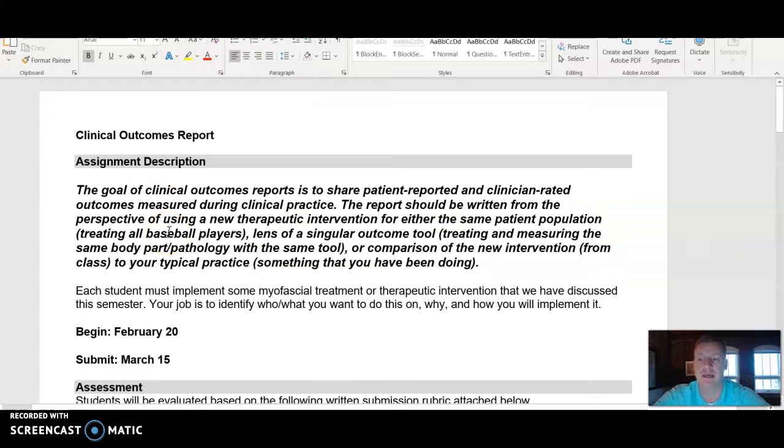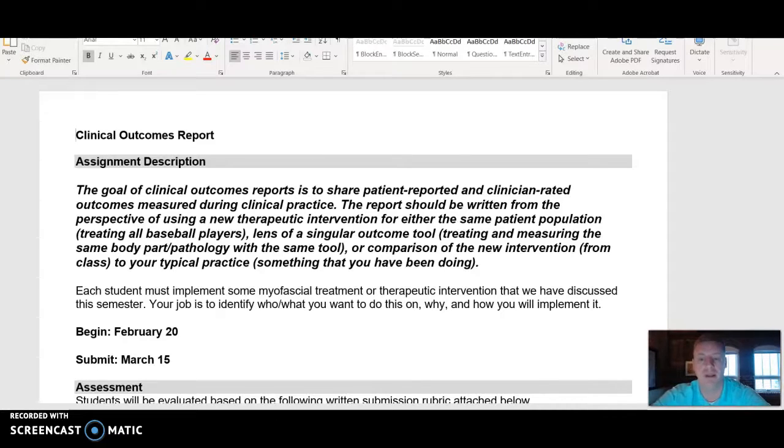The focus of this is on sharing what you're doing at your clinical practice without it having to be research per se. So the goal of this is to share patient-reported and clinician-rated outcome measures. The report should be written from the perspective of introducing some type of intervention through different lenses. If you're working with the same patient population, maybe the band or the ballet or military cadets or the baseball team, you can write it and frame it from that perspective.